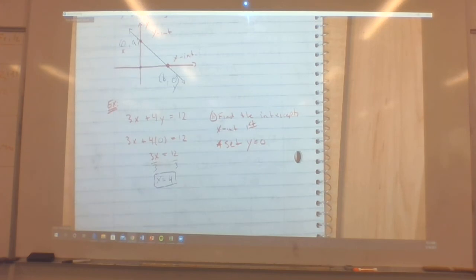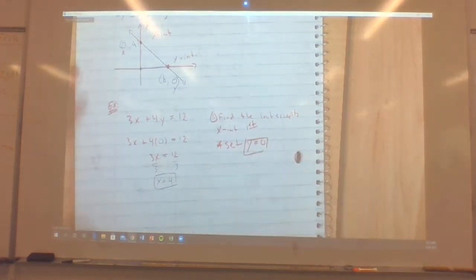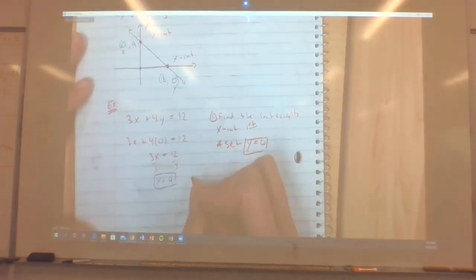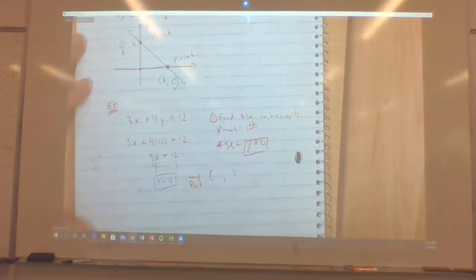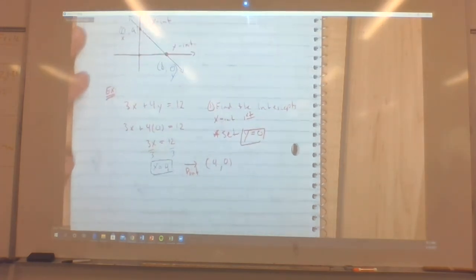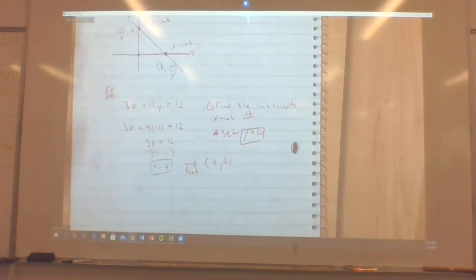So guess what we just found, folks? We found a point. What is my point? The point is 4 and what? 4 and 0. Okay? 4 and 0. However, in order for us to graph, we need to find one more point. Let's go and find that point.